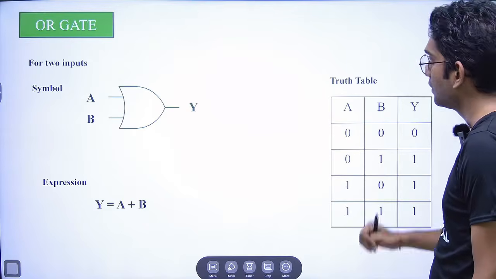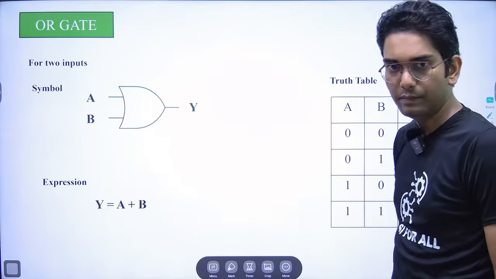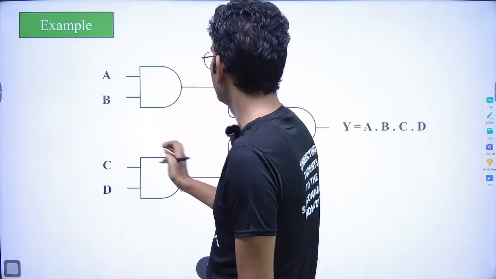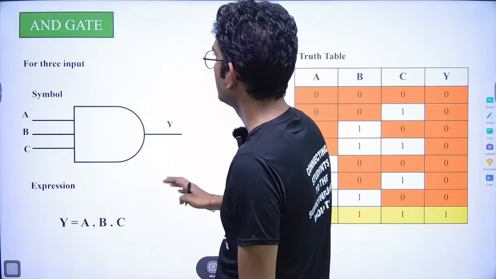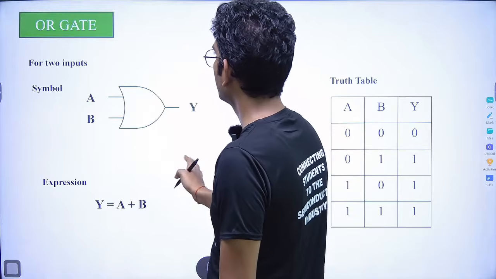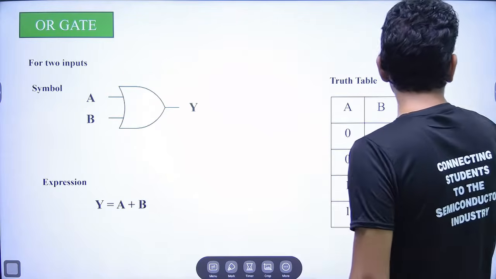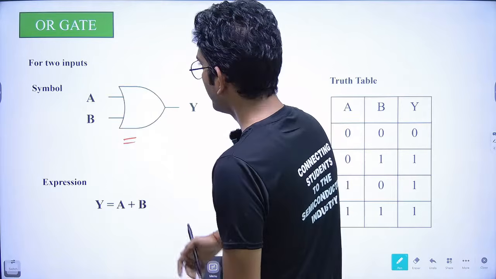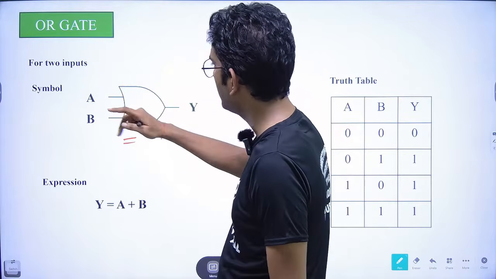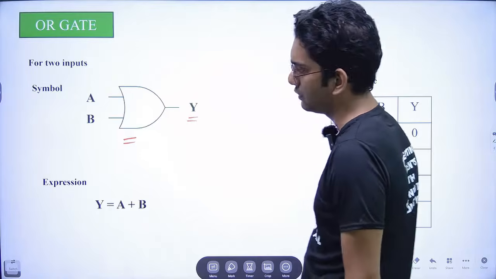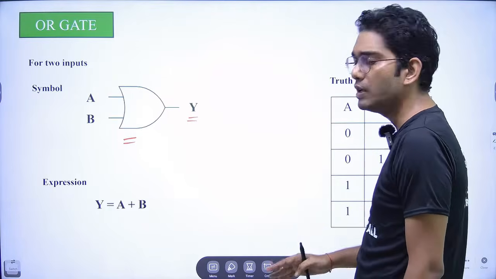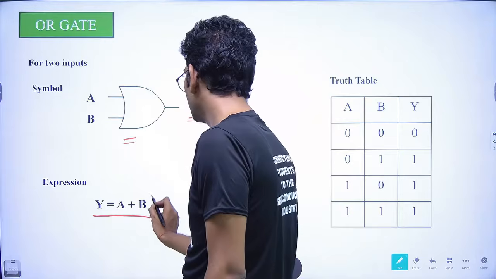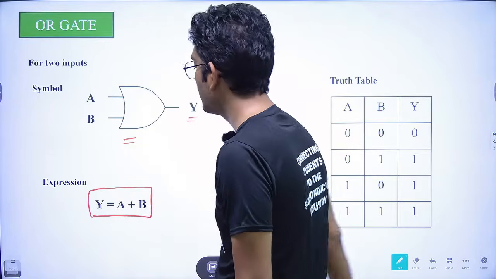Now, next coming to the OR gate. Fine. This is the basic symbol of the OR gate. Just a second. Okay. So this is the basic symbol of the OR gate. Here two inputs are present, A and B, and Y is the output. The expression for this gate is A plus B.